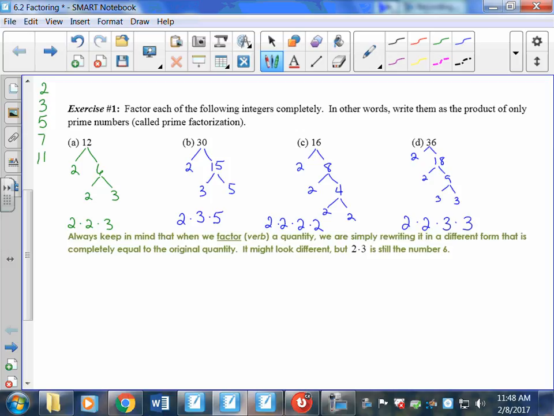All right, so always keep in mind that when we factor a quantity, we simply rewrite it using a different form that is completely equal to the original quantity. It might look different, but 2 times 3 is still the number 6.